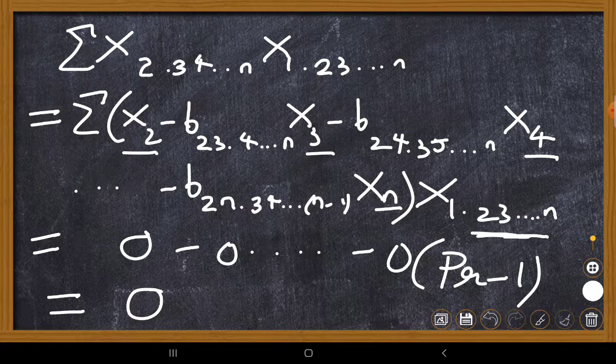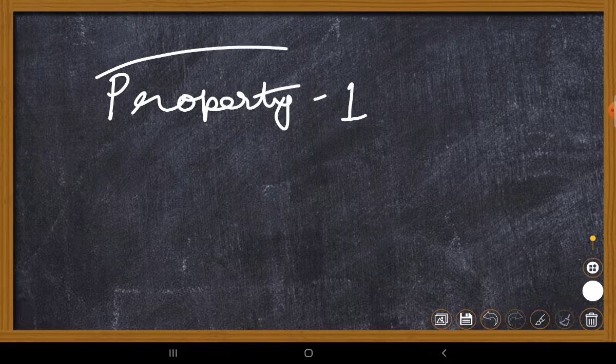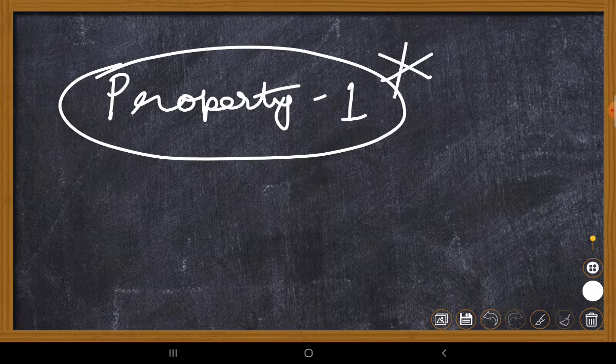I hope this is clear. So remember, the property which is very important is property number 1. You have to keep in mind property number 1. This is very, very important.